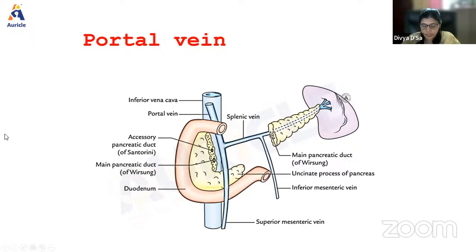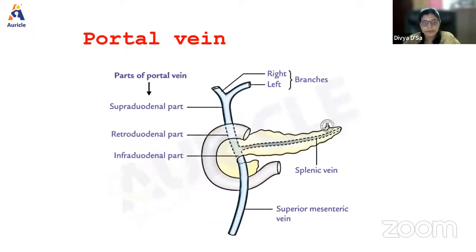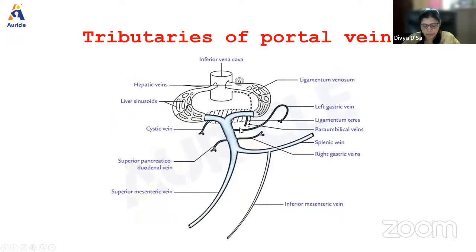So what are its tributaries? Tributaries of portal vein. Okay, so this was the extrahepatic course, which we divide into infraduodenal, retroduodenal, and supraduodenal, which I already told you. Okay. So the tributaries of this portal vein include formative tributaries, which are superior mesenteric vein and the splenic vein. Then we have the other tributaries, which are received by the trunk of this portal vein. So these are the right gastric, as well as the left gastric veins, okay.